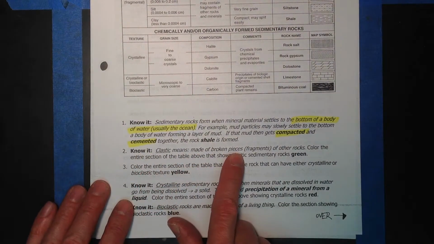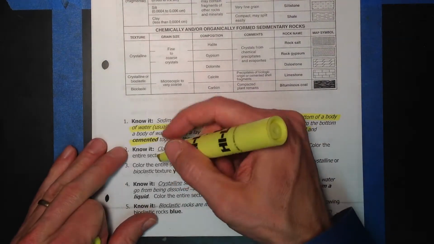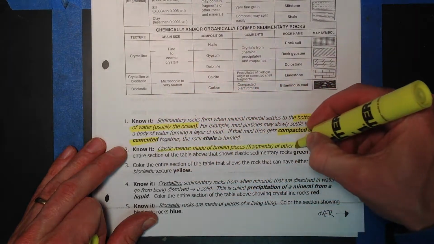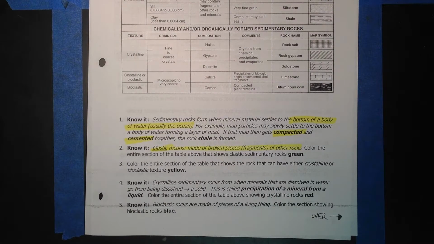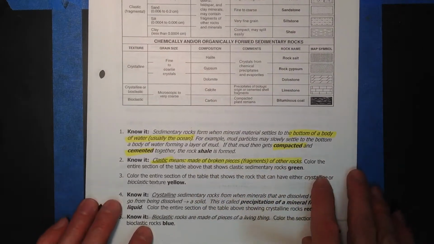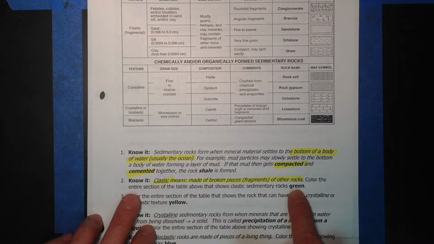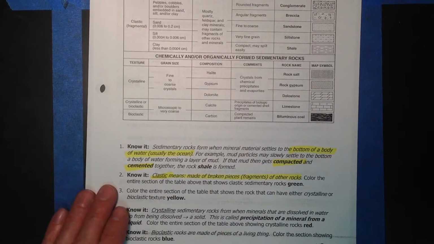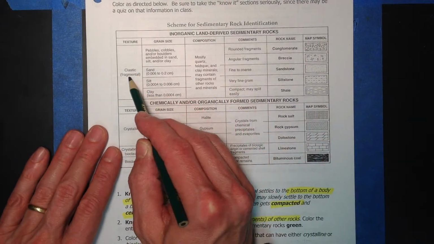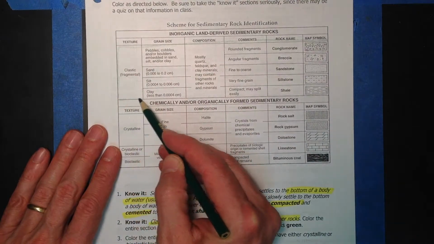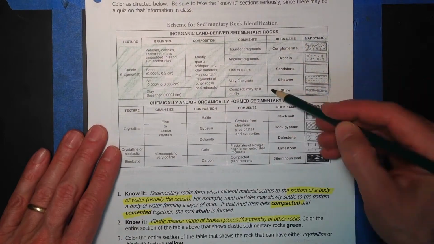Next one, know it. Clastic means made of broken pieces or fragments of other rocks. That's key. So that sandstone that I just showed you is made of pieces of sand, which is broken up pieces of quartz from other rocks. Color the entire section of the table above that shows clastic sedimentary rocks green. So I think the idea is that you would do this. This is all clastic. See, it says fragmental. You would color this whole area lightly. You would color it green. All of those are our clastic sedimentary rocks.